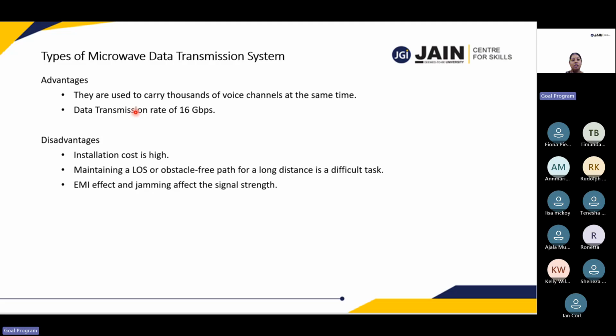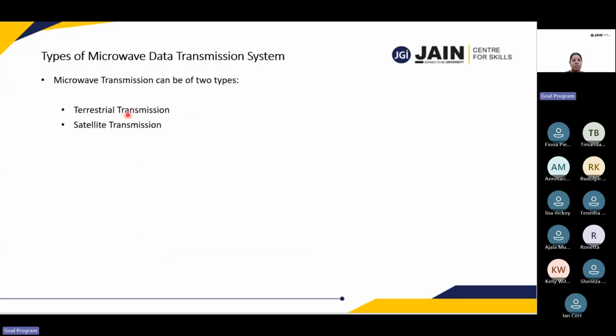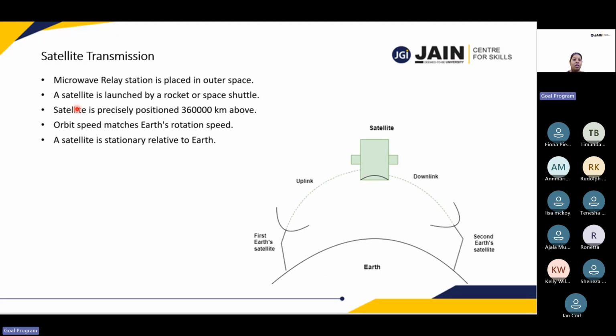Then we have the satellite transmission. Terrestrial transmission we have discussed. Next one is satellite transmission. In satellite transmission, a microwave relay station is placed in outer space. You can see this is the Earth, and this is the satellite somewhere over the sky. So the microwave relay stations here, first Earth satellite, second Earth satellite, these are the relay stations placed in outer space.